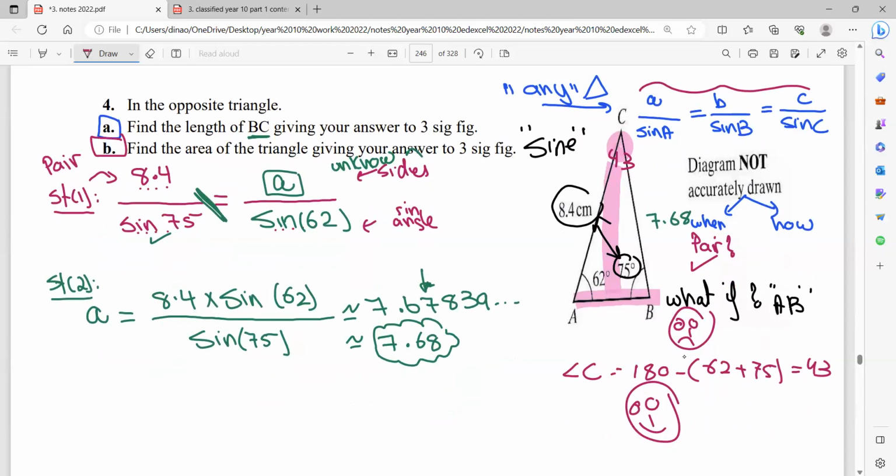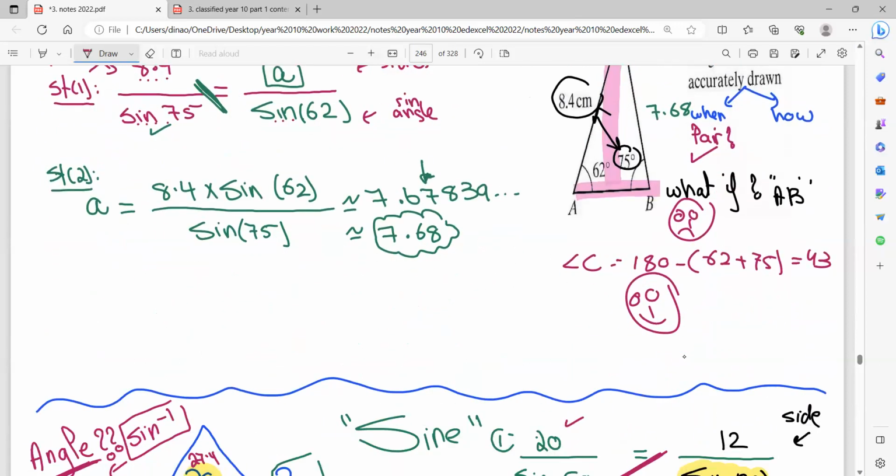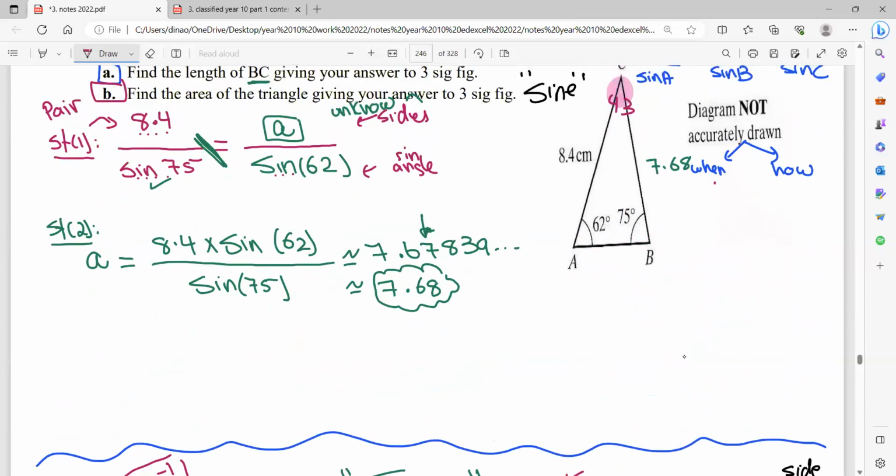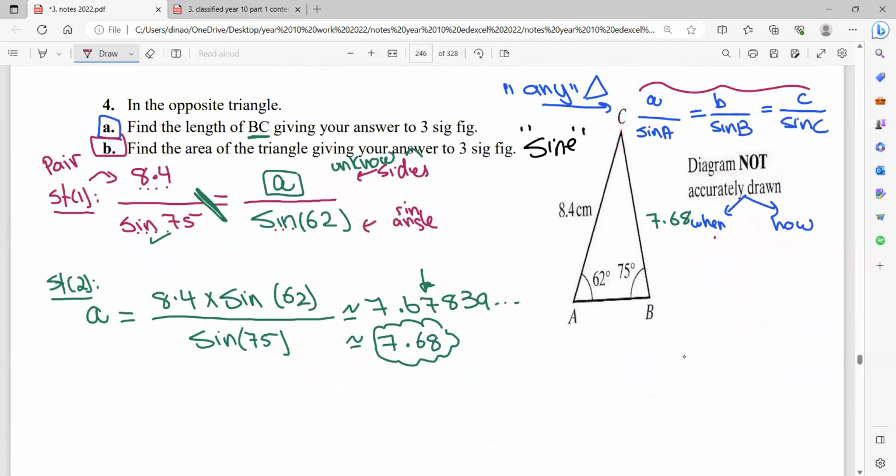Let me draw the triangle here cleanly. Okay, I'll erase this here, and erase all this mess. Okay. Now question B says what here in this triangle? It says calculate the area of this triangle over here. Now, in question number A, if you remember, we calculated this side over here, which is 7.68.